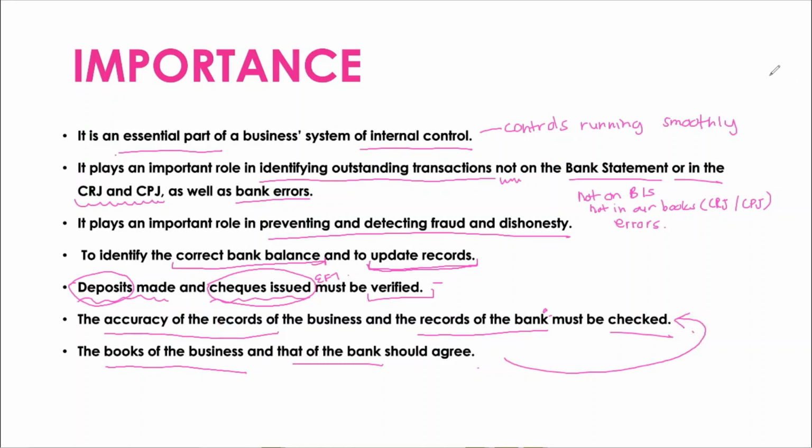So to sum this up, the main purpose of doing a bank reconciliation is to make sure that our bank account in our books aligns with our bank statement. We want to make sure that all the information that took place in our bank system, in our book system, is correct and complete.